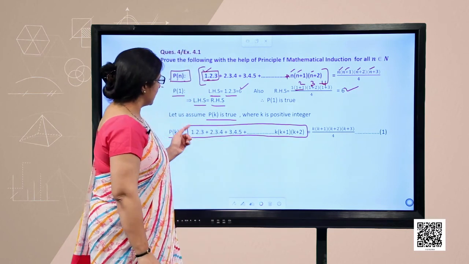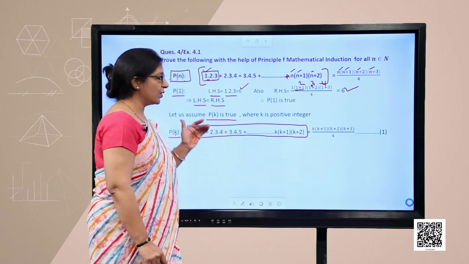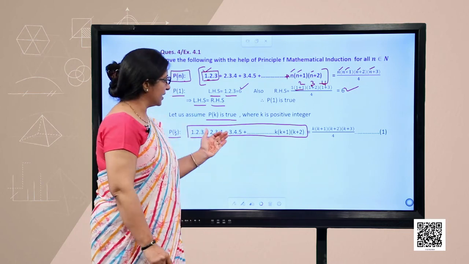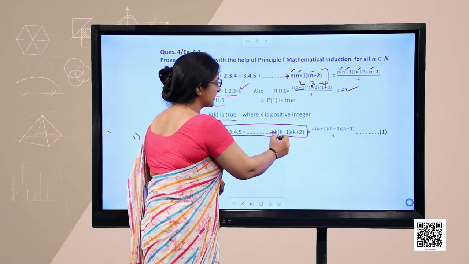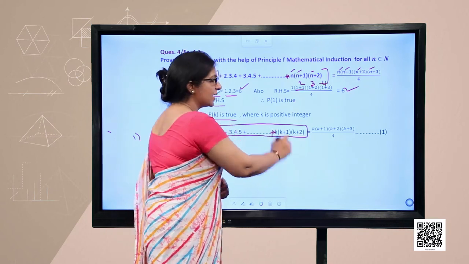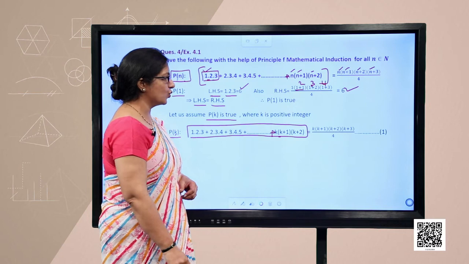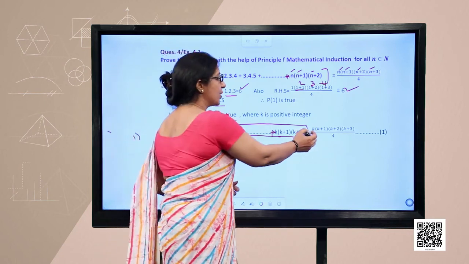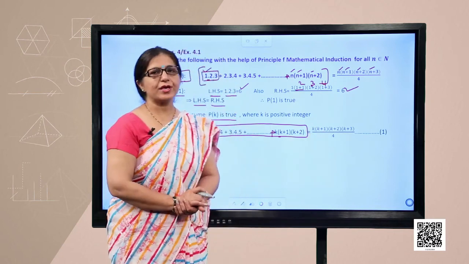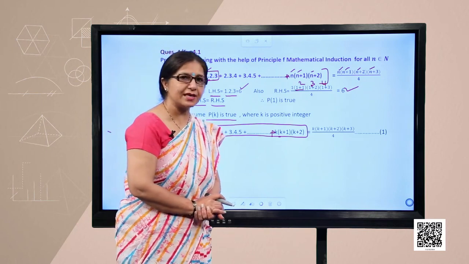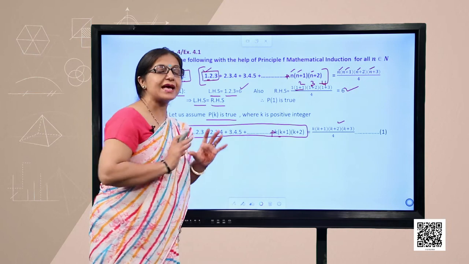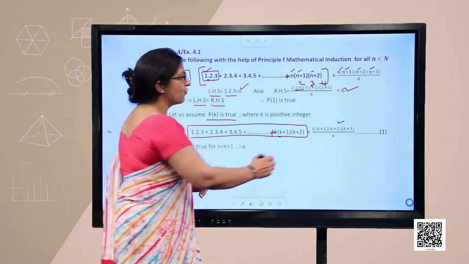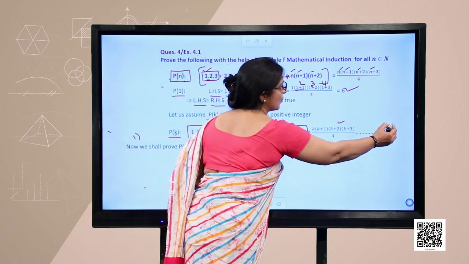So, this gives us 1 into 2 into 3 plus 2 into 3 into 4 plus 3 into 4 into 5 plus, that is plus the kth term, which is k into k plus 1 into k plus 2, is equal to k into k plus 1 into k plus 2 into k plus 3 divided by 4. And as we have assumed that this statement is true, we will consider this statement as equation 1.